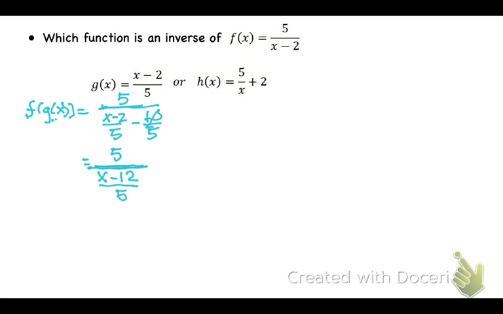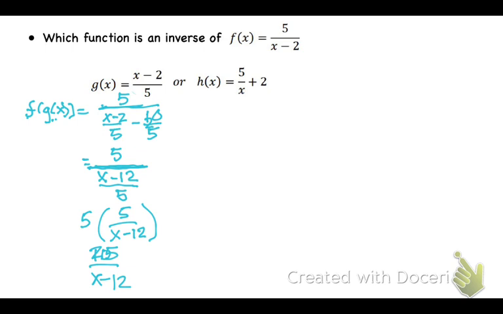So the numerator simplified. Is the denominator all one thing? Yes, it's all one fraction now. I'm ready to multiply by the reciprocal. So I have 5 times 5 over x minus 12. So you get 25 over x minus 12. Well, if this was inverse, what should I end with? Just x. Just x.